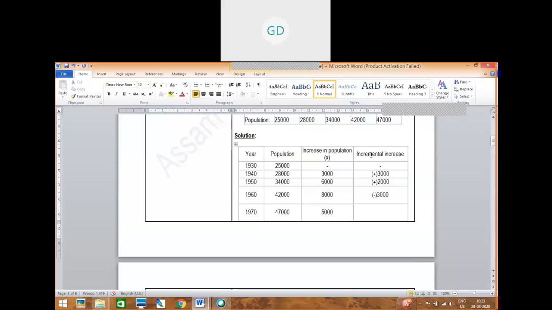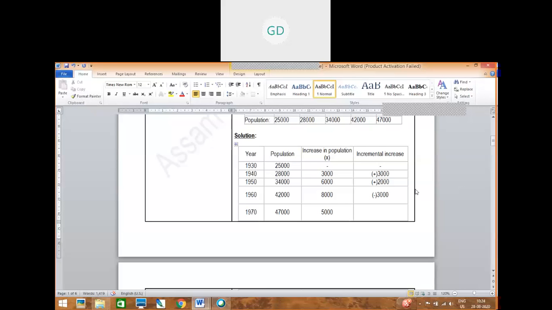So for your incremental increase method, from the definition, what did we learn? That in your incremental increase method, the population might increase, or it might decrease. In a city the population might increase or it might decrease. So we have to find the incremental increase, or decrease, you can say.